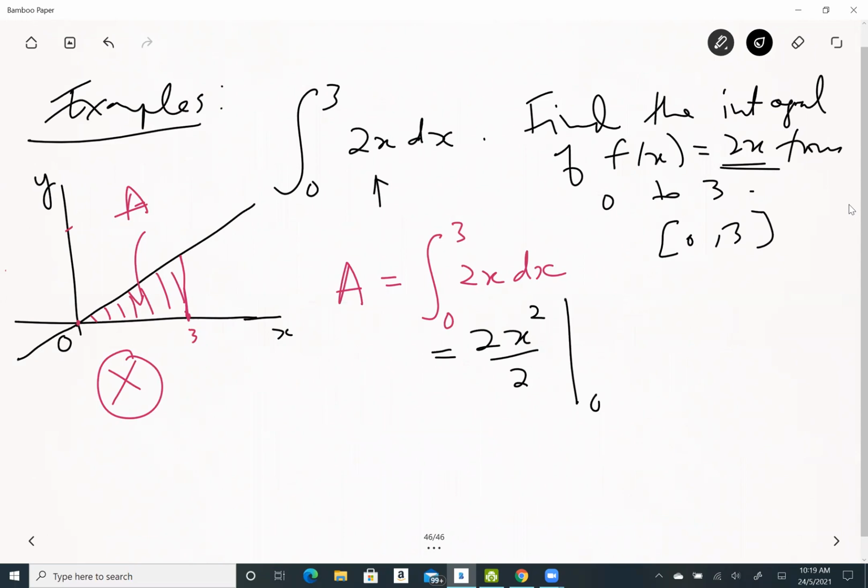You evaluate from 0 to 3, and of course the c cancels out. So what is it? It's equal to 3 to the power of 2 minus 0 squared, that is equal to 9. So the area, or the value of the definite integral of 2x from 0 to 3, is equal to 9. And it's the area under the curve y equal to 2x between 0 and 3.